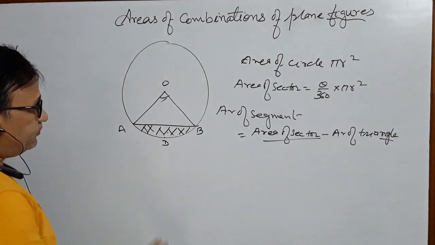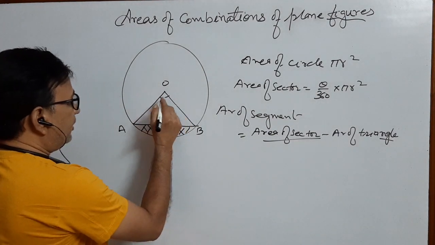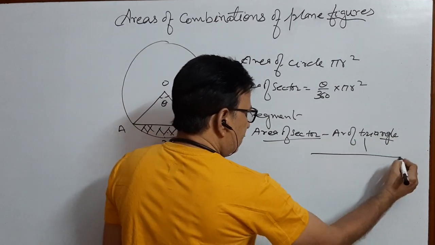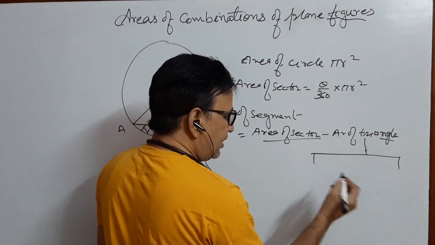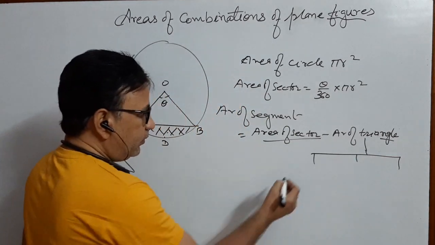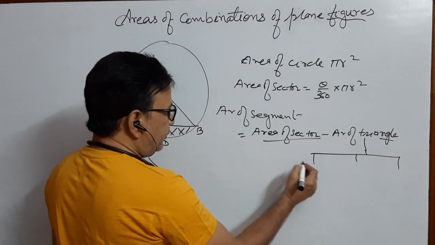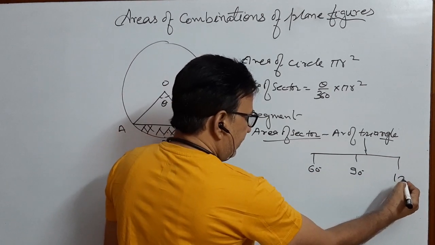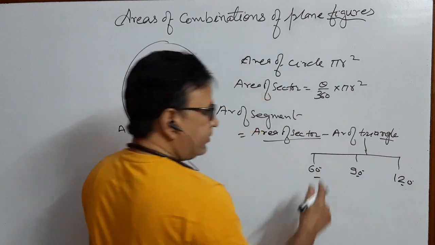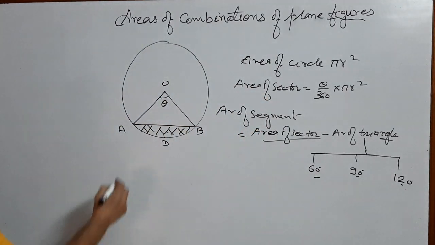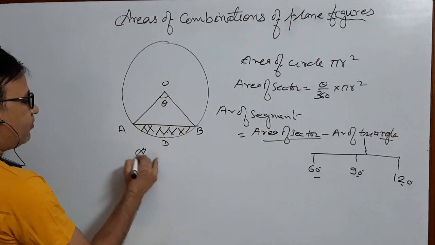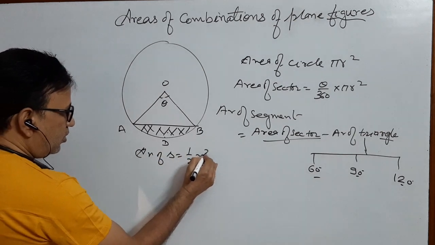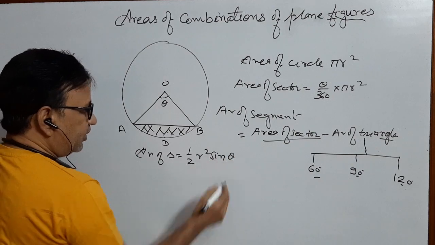Area of sector minus area of triangle, you get the area of segment. Done? So now the area of triangle depends on theta. As I told you yesterday in my previous video, some standard angles are given to you: 60, 90 and 120, right? And the actual area of a triangle in a circle is 1 upon 2 r square sine theta.